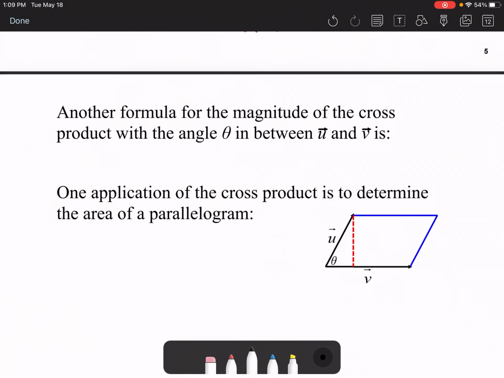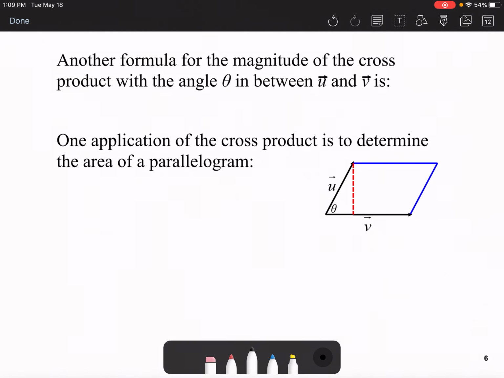Okay, so another formula for the magnitude of the cross product with an angle of theta in between u and v can be calculated by: the magnitude of u cross v is equal to the magnitude of u times the magnitude of v times sine theta.